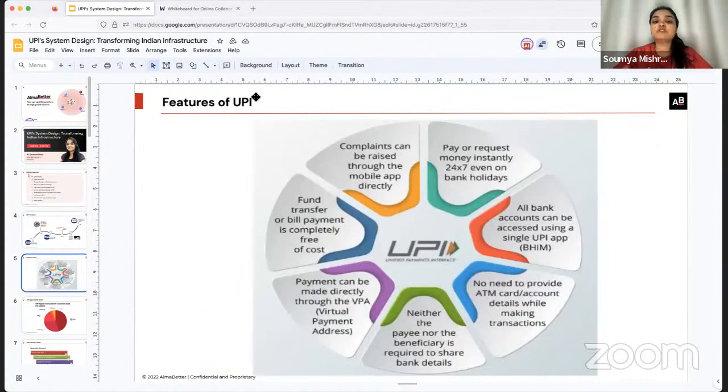So yes, these are some of the features of UPI. If you remember, earlier with bank transfers, on bank holidays you could not transfer money. With UPI, you can transfer 24/7. There is no issue if there is a bank holiday. Earlier, it required a lot of time for the transferred money to reflect. But UPI works on IMPS, so the money transferred, credited or debited, reflects instantly. Then all bank accounts can be accessed using a single UPI app.